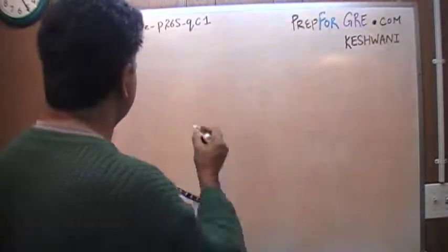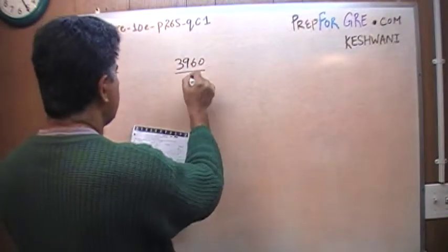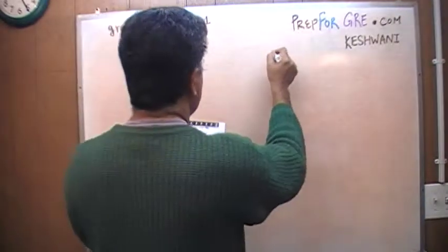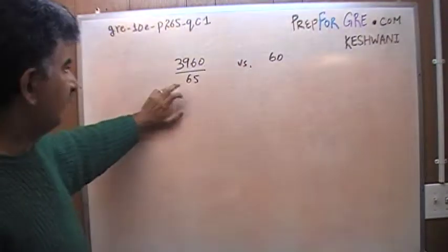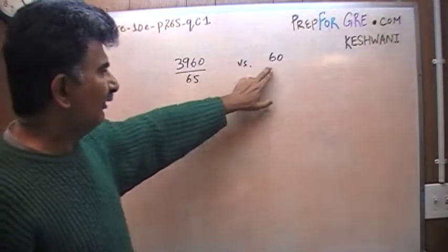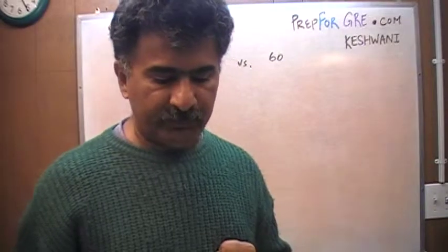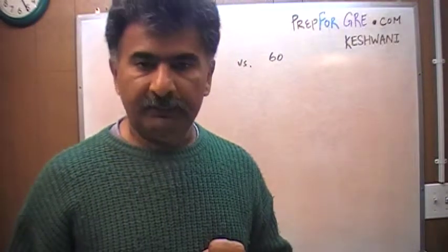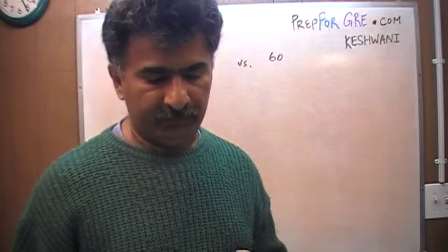They're asking you to compare this quantity, 3,960 divided by 65 versus 60. Now, just because it's the easy question, as I said, and just because 82% of the people got it right, that does not necessarily mean that they did it in a more efficient manner, these questions.